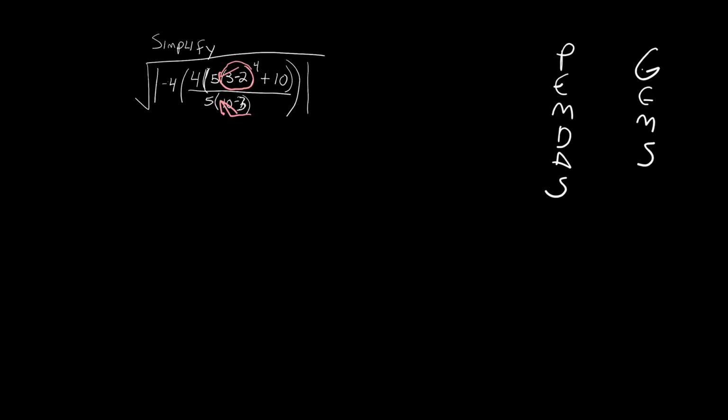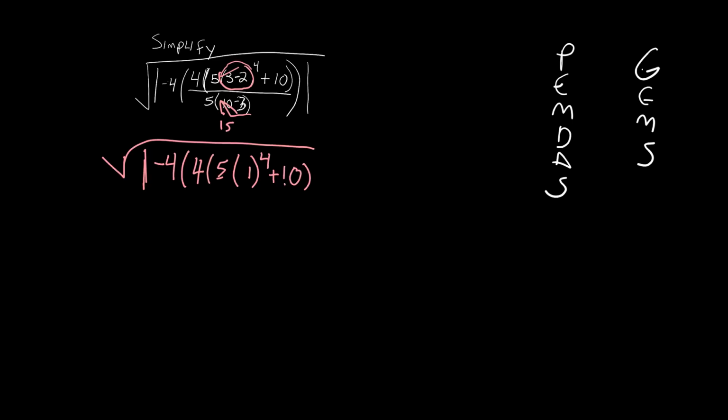So let's take a look at this problem. As we work through it, we're still going to rewrite the problem. So we have the square root, the absolute value of negative 4 times 4 times 5. But we're going to simplify the parentheses. This happens to now be 1 to the fourth plus 10, all over 5 times 12.